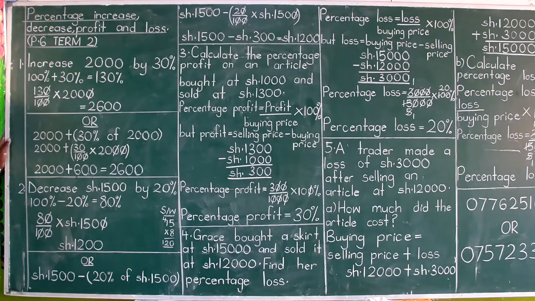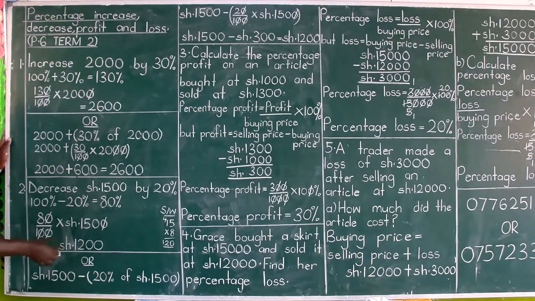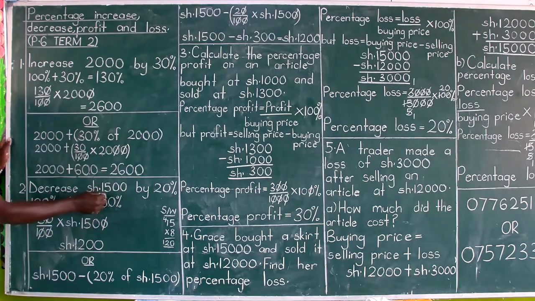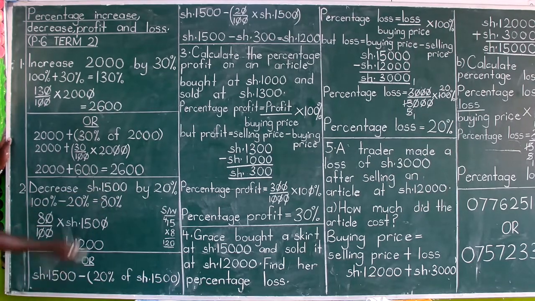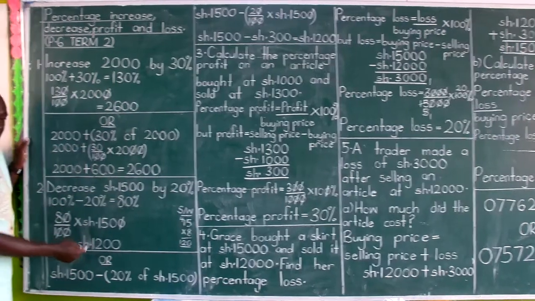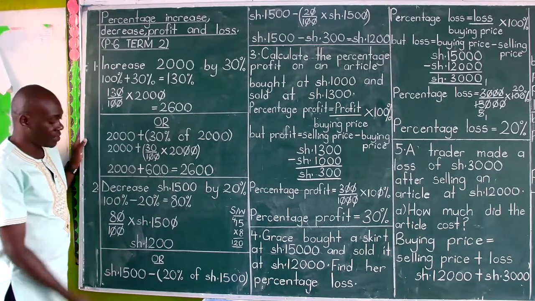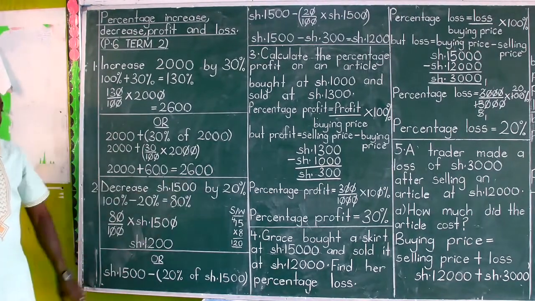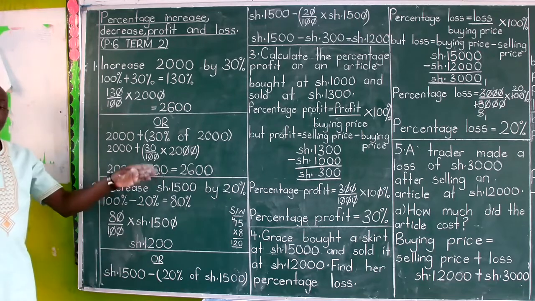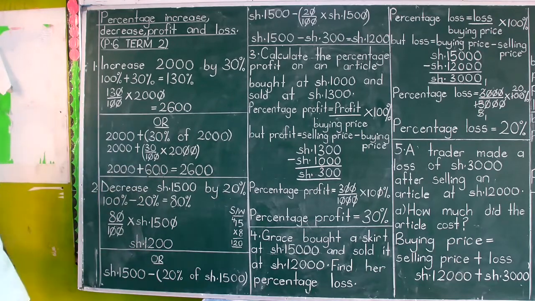As I promised you before, we were to get an answer less than the original. The original is 1,500 and the new one after the decrease has been effected is 1,200 shillings. So you see, indeed, it has been reduced. It has been decreased. So that's how we deal with the decrease.